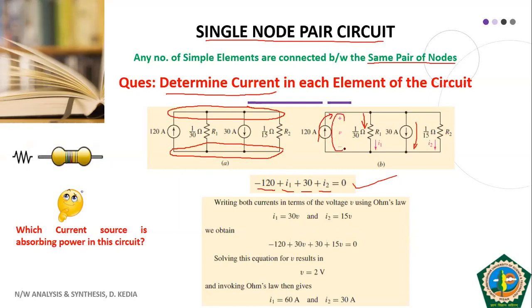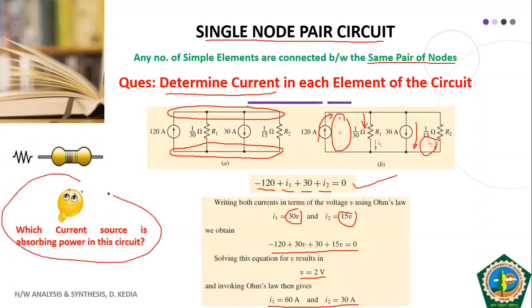And since they are in parallel, the voltage V will be the same across all four. So your I1 will be V upon 1/30, that is 30V. I2 will be V upon 1/15, that is 15V. We substitute these values in this equation and you get V equal to 2 volt. As a result, we are able to calculate I1 equal to 60 ampere and I2 equal to 30 ampere.